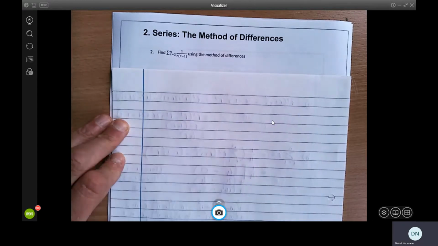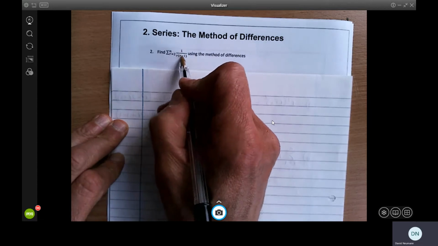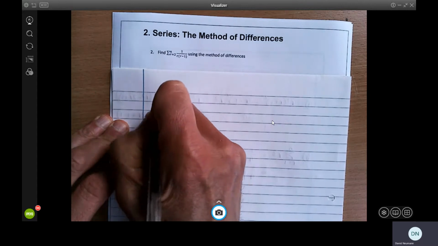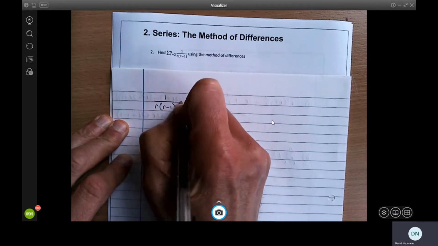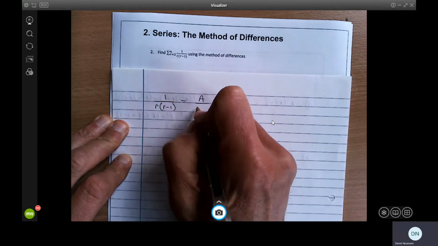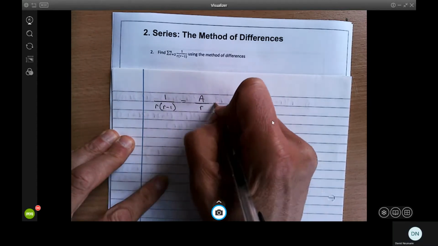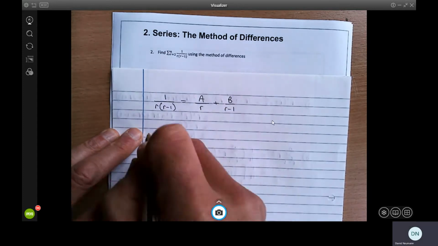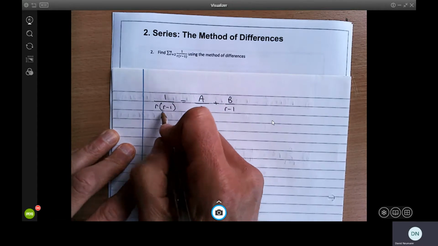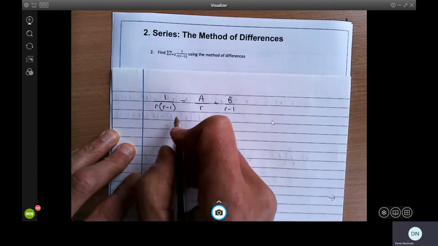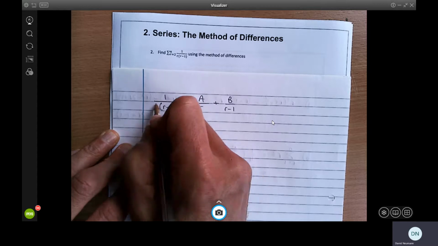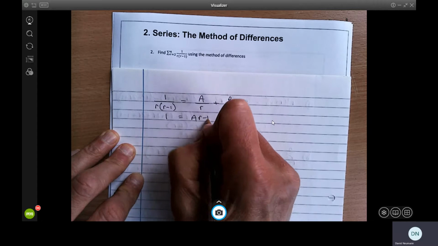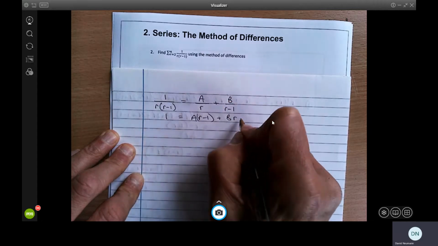So what we're going to do first of all is split up 1 over r times r minus 1 using partial fractions. So we're going to say 1 over r times r minus 1 is equal to a over r plus b over r minus 1. To find a and b, what I would suggest you do is multiply through by both of those terms. So we're going to get 1 is equal to a times r minus 1 plus b r.